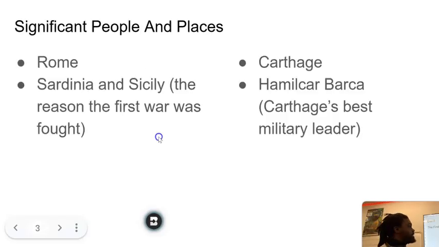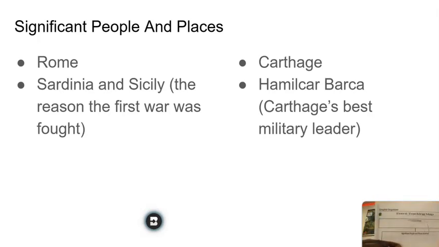That second box is going to be pretty important. So the second box says significant people and places. This is where you're going to write down the people who were important for the Punic War and the places that were important for the Punic War. Now, before you just start writing down, I organized this where I split it in half.